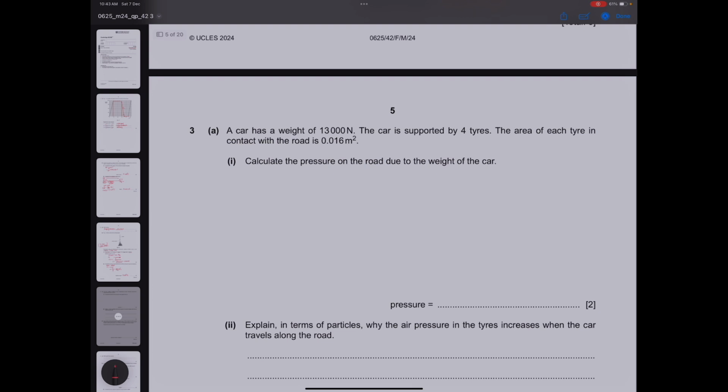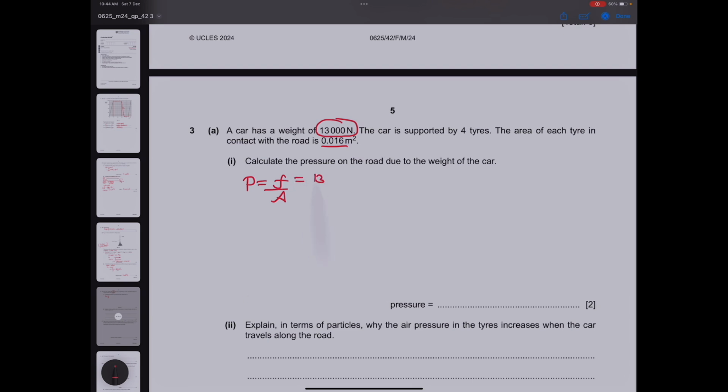A car has a weight of 13,000 newtons. The car is supported by four tires, and each tire's area is this much. Now, just think about it. Pressure is equal to force upon area, but is this weight handled by a single tire, or is there a car with four tires? What do you see more often? A car with single tires or four tires? According to me, four tires. So let's use four tires.